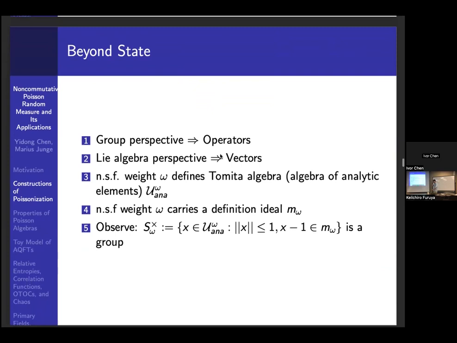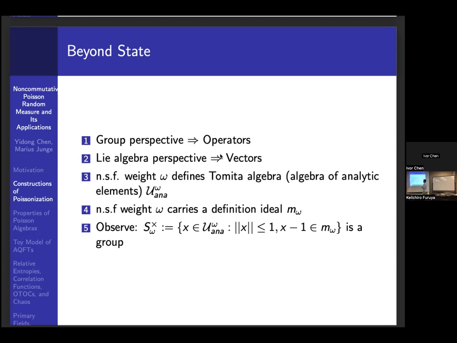Now, maybe we can say some words on how we go beyond states. I told you the input of a Poisson functor is a von Neumann algebra with any weight. It doesn't have to be a state, it doesn't have to be bounded. So how do we go beyond a state? In the work we do, we have three equivalent constructions. But for now, let's just mention two approaches. There is a group perspective and there is a Lie algebra perspective. So you have an integrated approach and an infinitesimal approach.